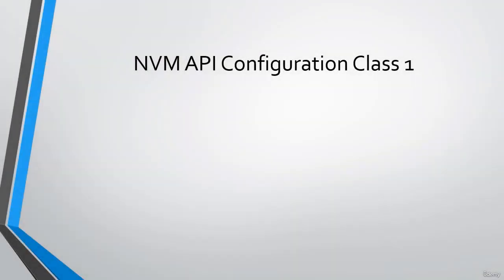Now let's discuss the NVM API configuration class 1 separately. So what is the specialty of NVM configuration class 1? The important feature of this configuration class is that it provides a minimum set of API calls. So a basic set of APIs is given. We don't have the extended features or the full functionality that could be given by AUTOSAR. We are not using those. We have some basic features.